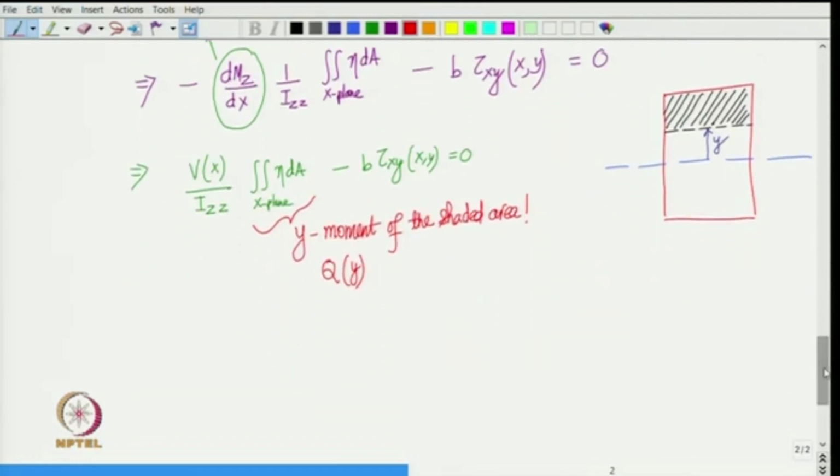All right. So, finally, we have the formula that we wanted, that tau x y of x comma y is then V of x into q of y divided by I z z into b, okay, V q by I b, where b is the width. In case the width is changing for different y.